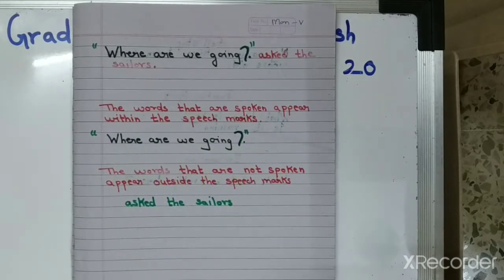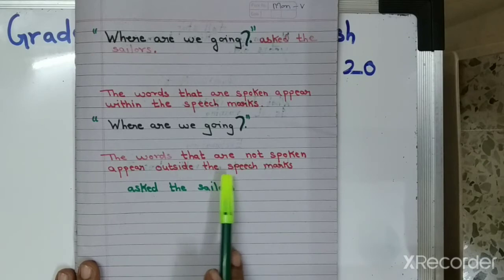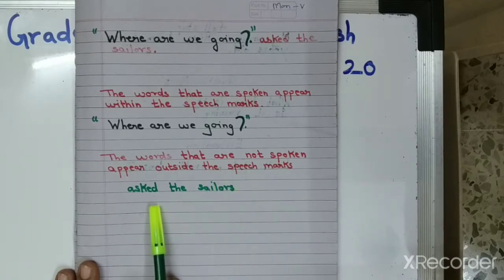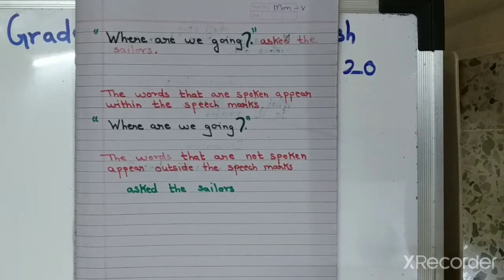Now, which are your non-spoken words, children? See here. The words that are not spoken, they appear outside the speech mark. Can you see this? Asked the sailors. Right? Clear? Let me give you another example and let me see if you can identify.